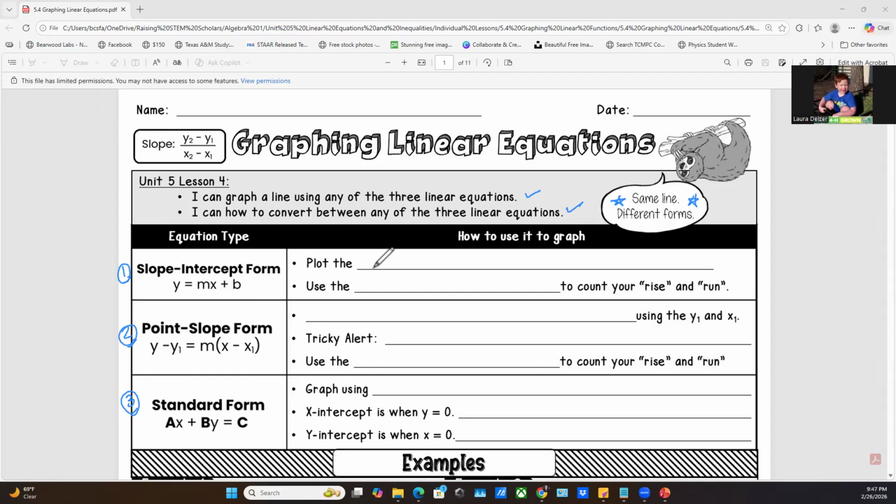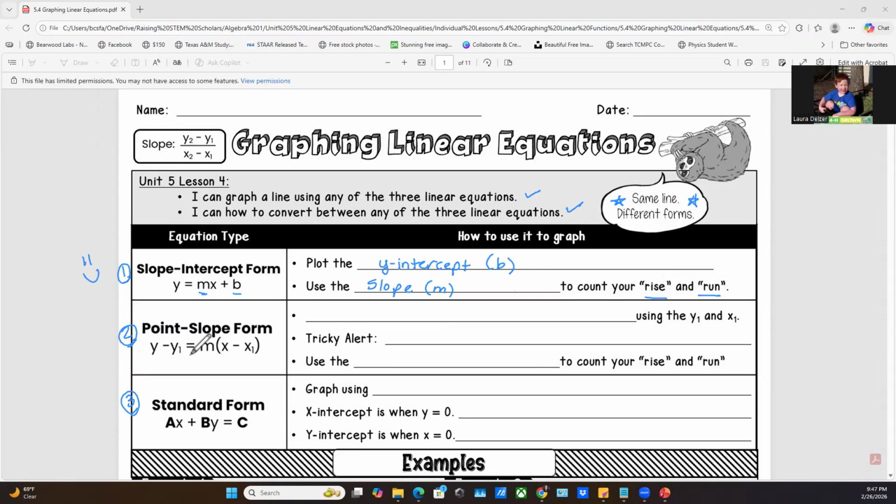So let's go ahead and talk about how to use each to graph. Slope-intercept form is our easiest. What you're going to do is plot the y-intercept. Your y-intercept is known as b, so it's this guy right here. And then you are going to use the slope, which is abbreviated m. That's your rise and your run. You probably hear your teacher call it rise over run. So here is our m. We just get those numbers straight out of the equation the way it's written. So it is very easy peasy.